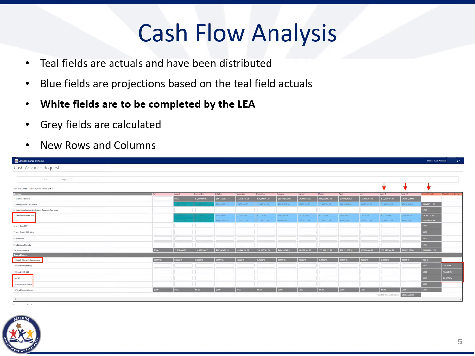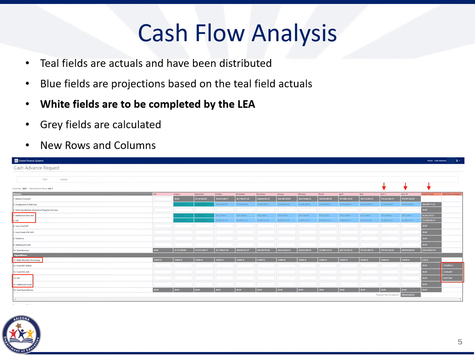Gray fields are calculated, and you can see new rows and new columns added. Classroom site fund and additional state aid are now included in both revenues and expenditures, and we have a new line for M&O monthly percentage. As the LEA enters their M&O monthly expenditures, this will calculate the percentage against your M&O total expenditures.